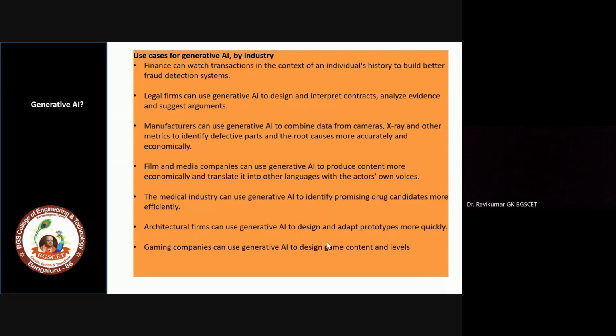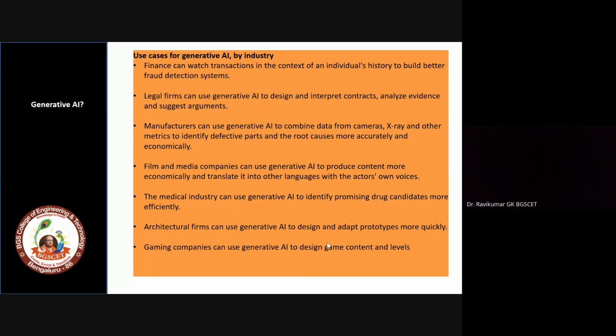Architecture, you all know, means I am referring to building drawings and all those things. Have your own architectural information so that one can think of and generate new systems. Next, the last one I want to focus on: gaming companies can use AI to design game content and various other things. So these are some use cases of generative AI in the industry.